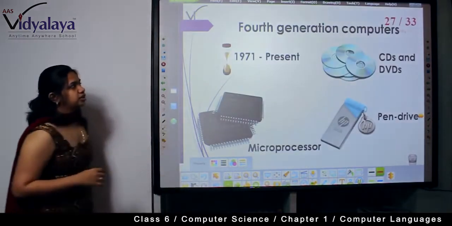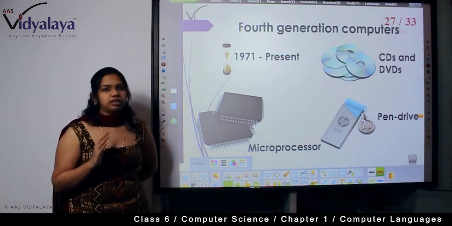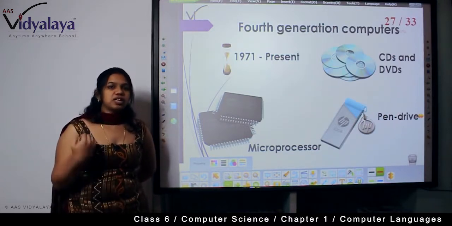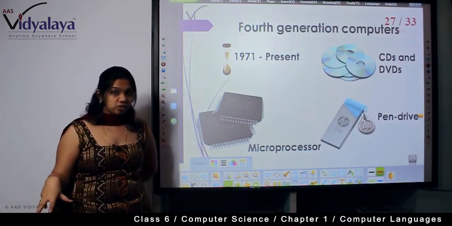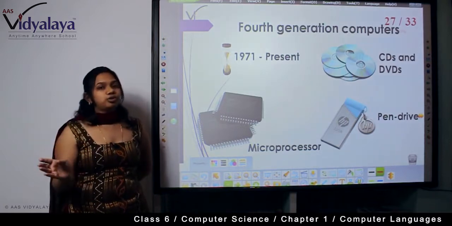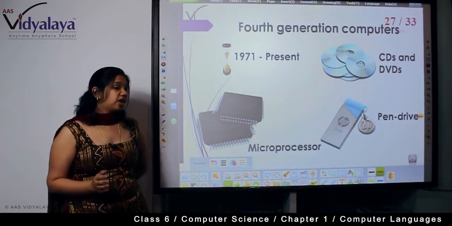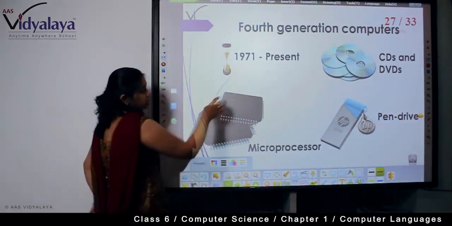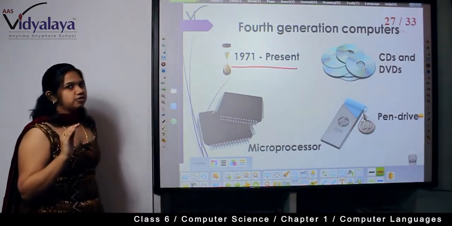So let's go to the 4th generation computers. When was this launched? It was launched in 1971. The flat desktops, the desktops that have very flat screens with separate keyboard and mouse, yes, those are 4th generation computers, which then evolved to a laptop and then a tablet, and now we have smartphones. So these were launched in 1971 and till now we are using these kinds of systems.